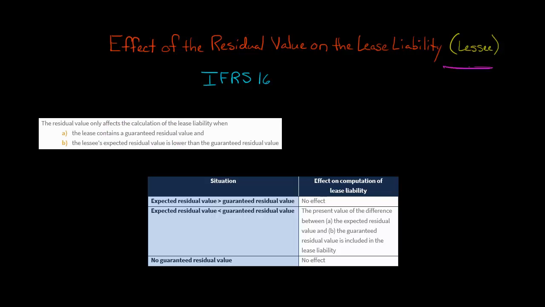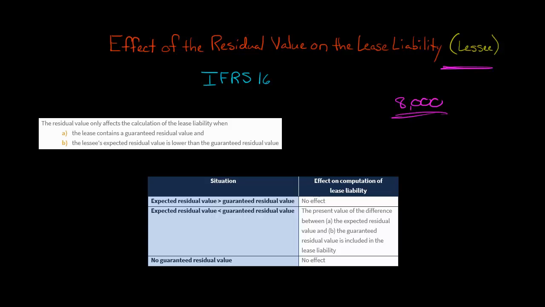That means that the lessee has guaranteed the lessor that the leased asset will have a certain value. Okay, that's the guaranteed residual value at the end of the lease term. So, for example, if they said, look, it's going to be worth 8,000 euros at the end of the lease term, then that would be the guaranteed residual value.